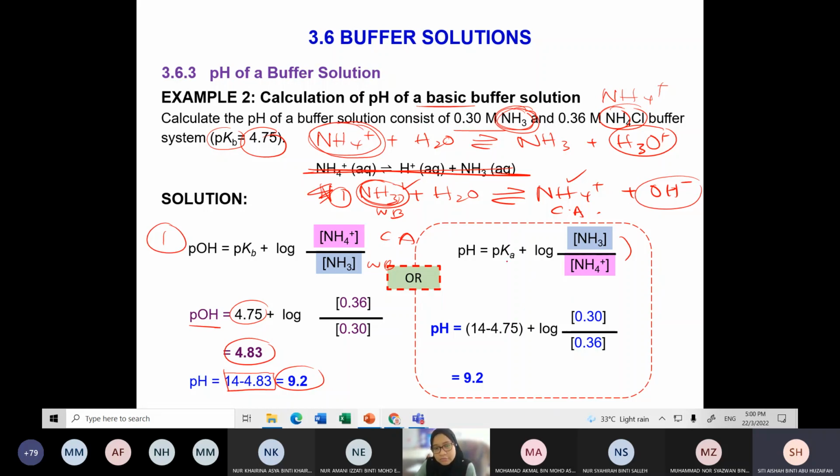Okay, so pH is equal to pKa plus log of, kat atas mesti base species, syarat dia. Bawah acid species. Tu je syarat dia. Kalau nak pakai pH straight away, atas mesti base species, bawah acid species. So ini mesti pKa, tak boleh pKb. Tapi still juga kan, you kena tolak juga kat situ.